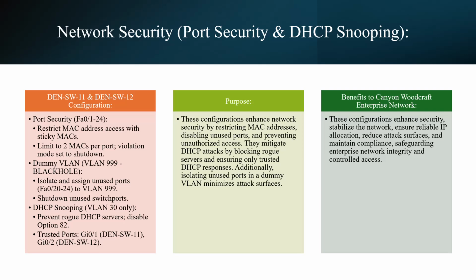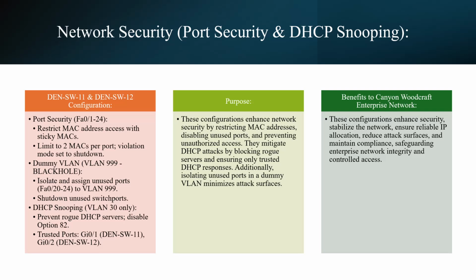DHCP snooping and the implementations. Port security is enforced on FA 0/1 through 24 by restricting access with sticky MAC addresses, allowing a maximum of 2 MACs per port, and setting violation mode to shutdown.